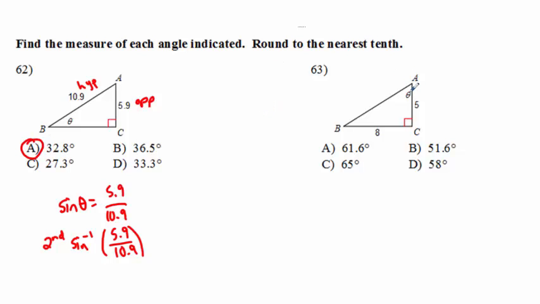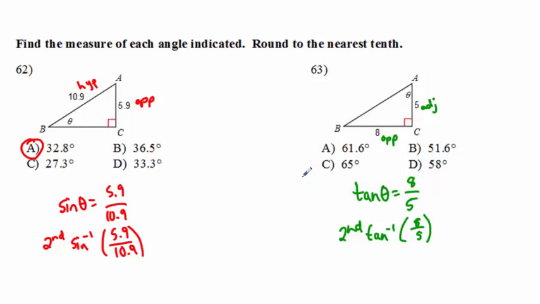On 63, from this angle, 8 is opposite and 5 is adjacent. So we're going to use tangent. And our opposite side is over our adjacent side. So I do second tangent of 8 over 5. Again in degree mode, and I get 58 degrees.